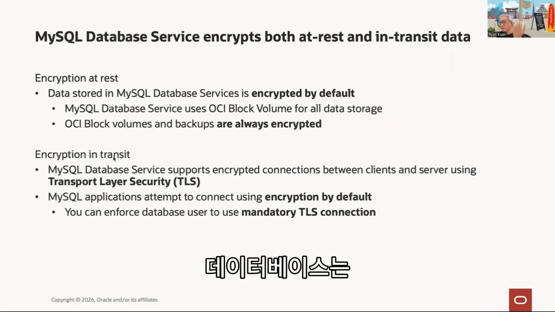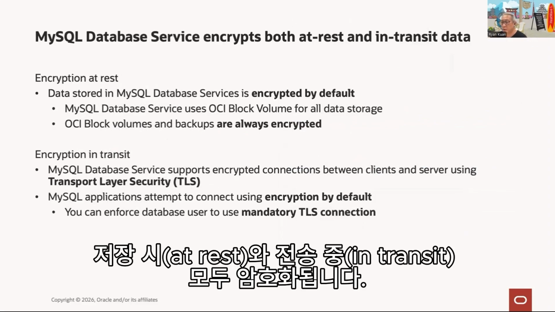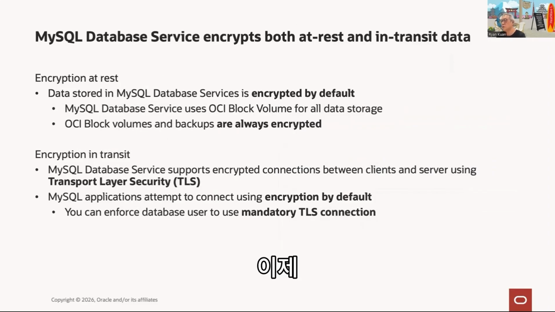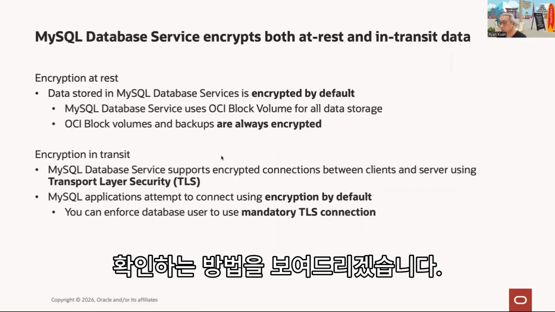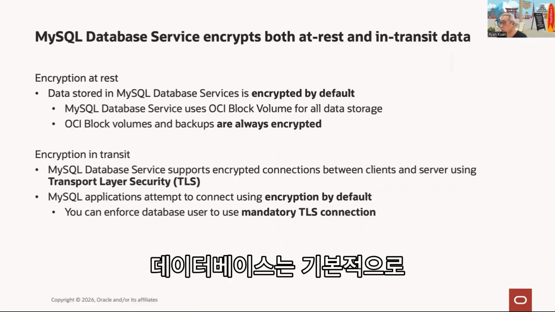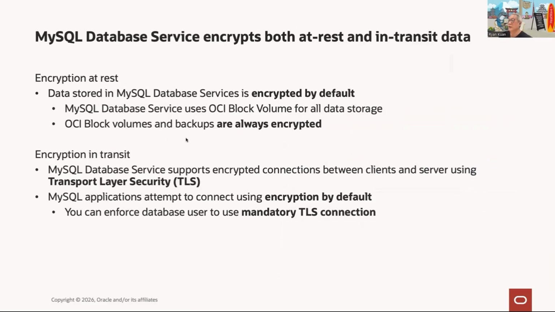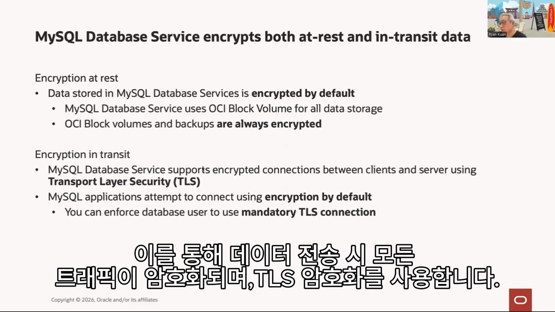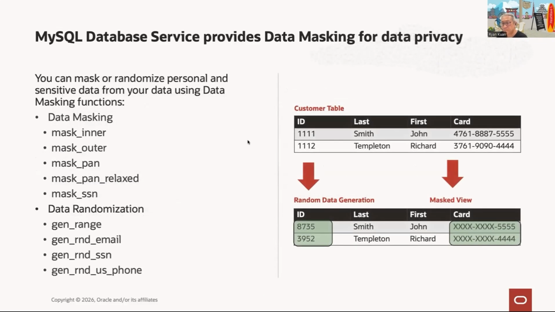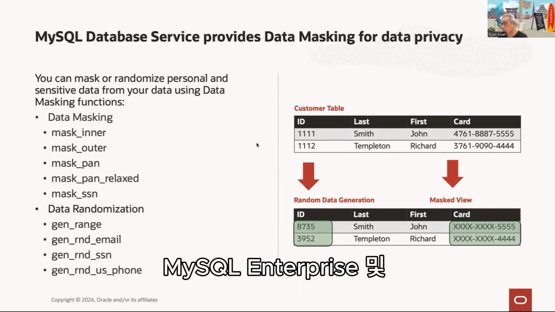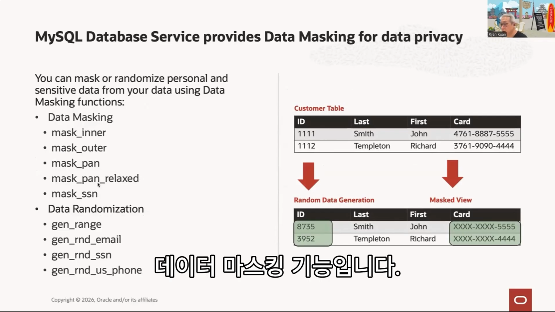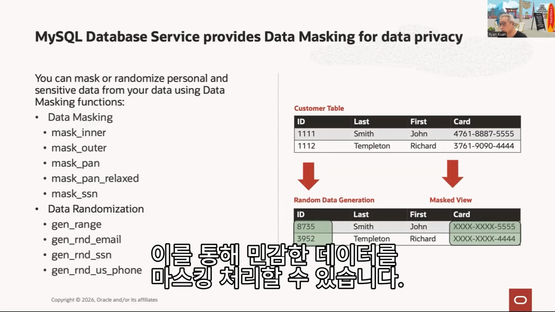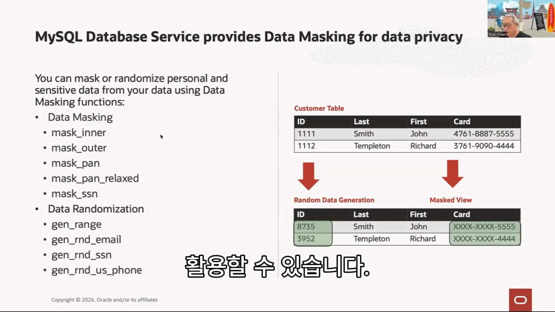The database is fully encrypted for data at rest and also in transit. So just now I showed you how to ensure that you have a secure tunnel to the database. The database is configured fully in secure mode, which allows you to transfer data. It's all encrypted using TLS encryption. The other thing which is only part of MySQL HeatWave is data masking. So you can mask your data. There are functions that allow you to mask sensitive data from the application.